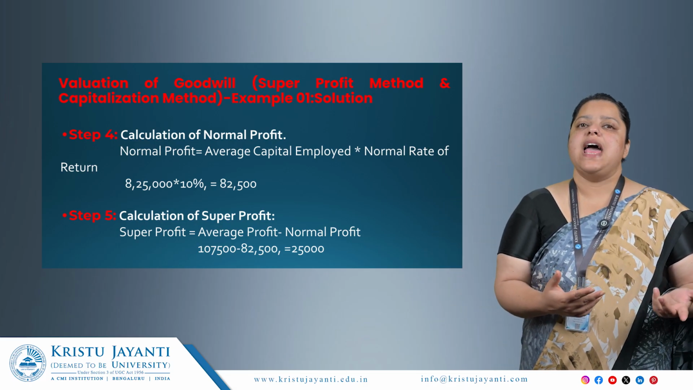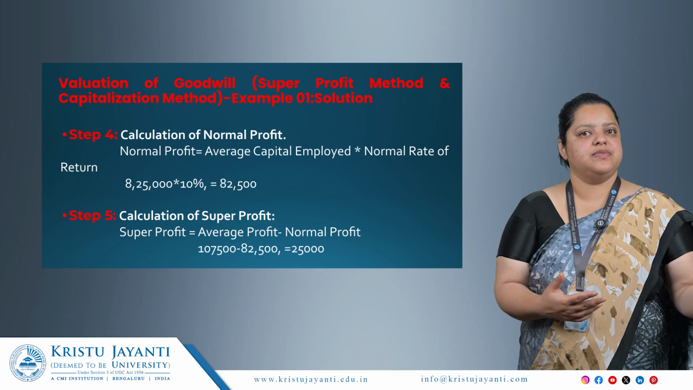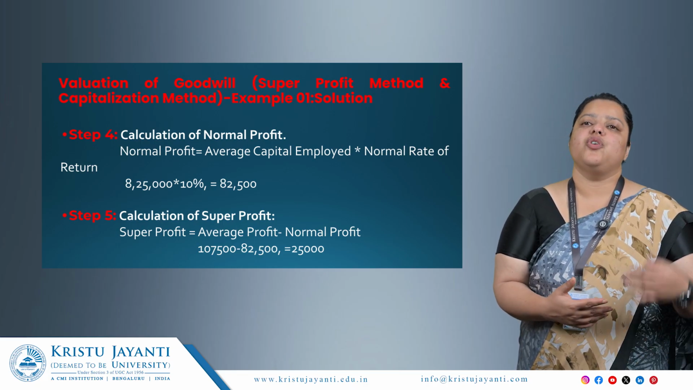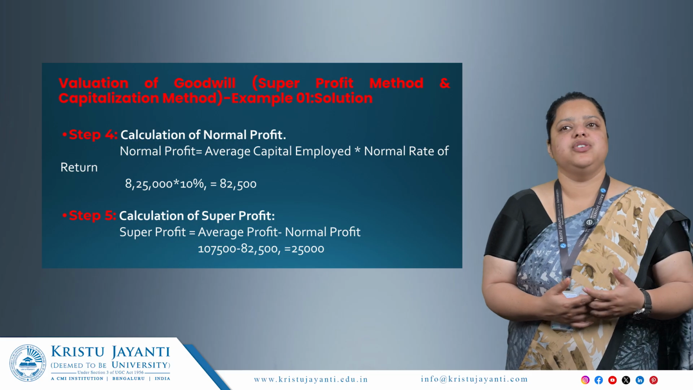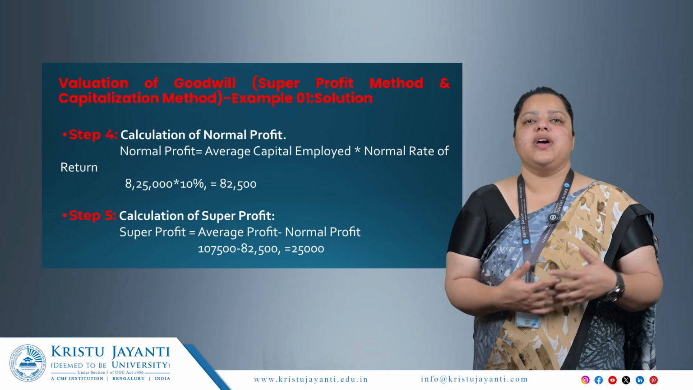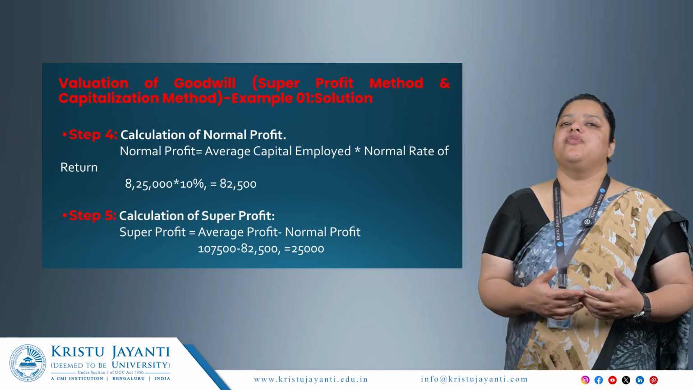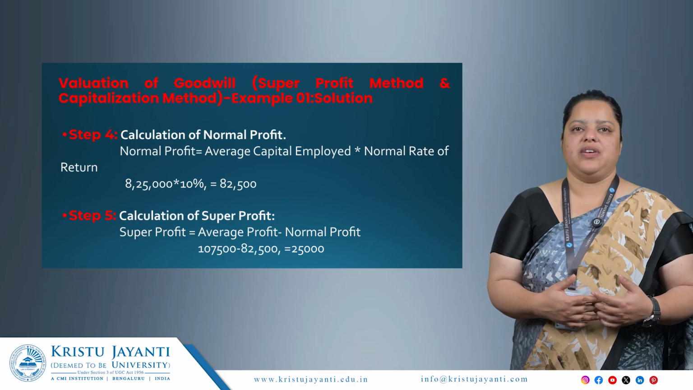Next, step 4, we are going to calculate the normal profit. The formula is average capital employed that we calculated in the last step into normal rate of return. The normal rate of return is already given in the question, 10%. So 8,25,000 into 10%, my normal profit is coming 82,500.